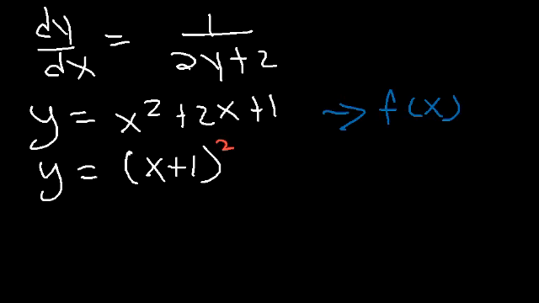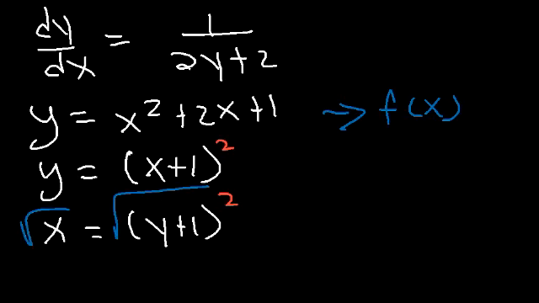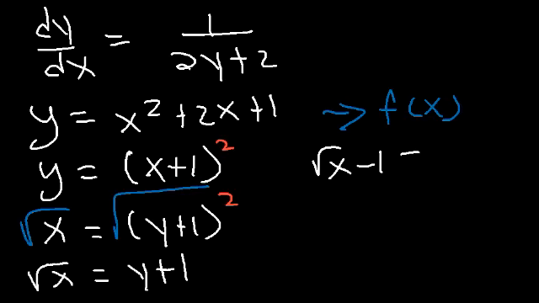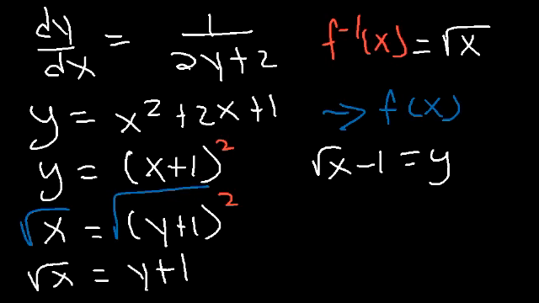So the first thing we need to do is switch x and y. So x is equal to y plus 1 squared. Now we need to take the square root of both sides. So the square root of x is equal to y plus 1. So to solve for y, the square root of x minus 1 is y. Therefore, the inverse function with respect to x is equal to the square root of x minus 1, which is y for the inverse function.